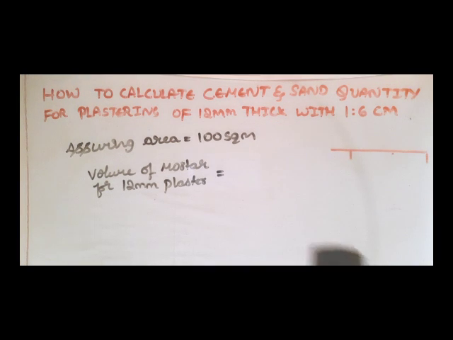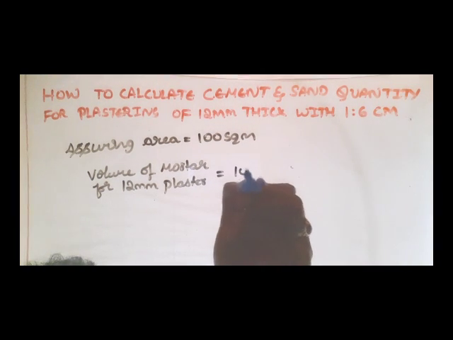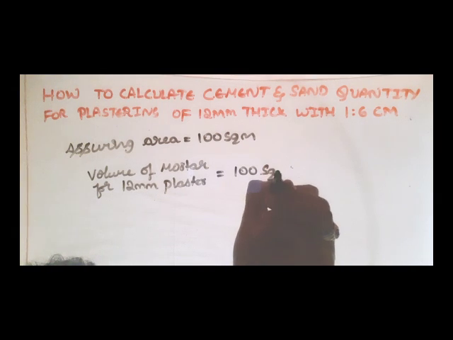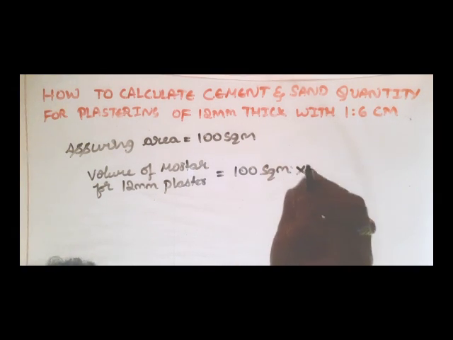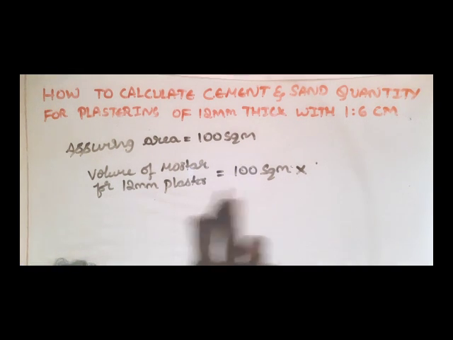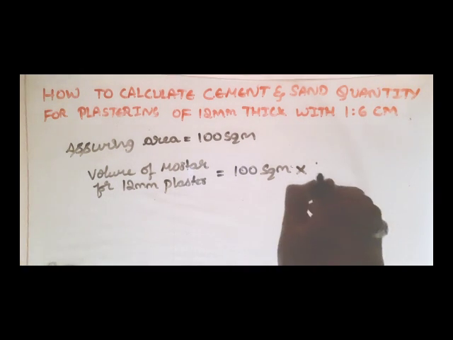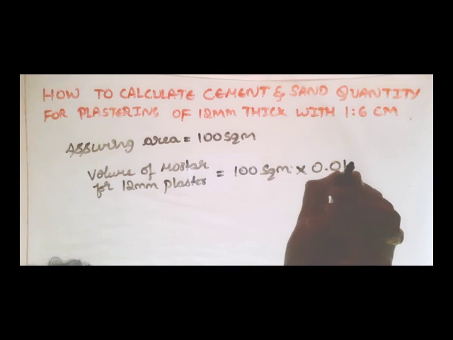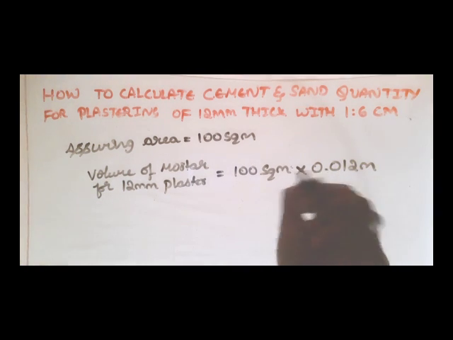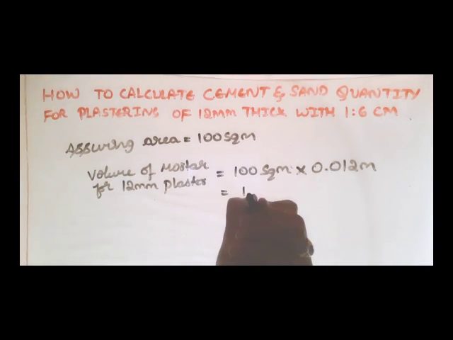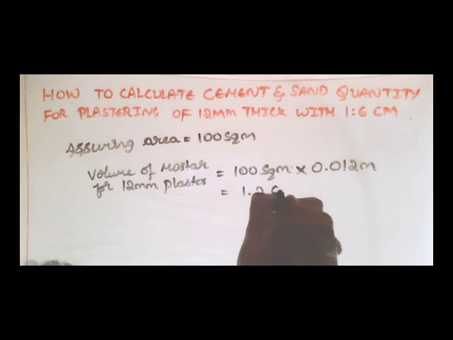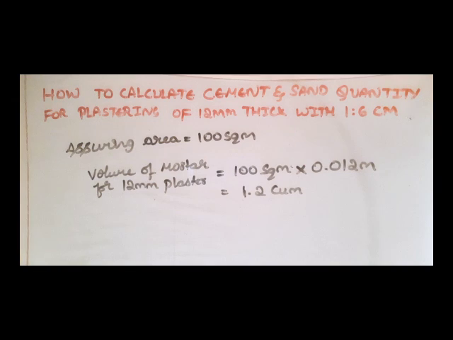So what volume do we require? For that I'm going to multiply the 100 square meter area by the thickness, which is given as 12 mm. We need to convert it into meter, that will become 0.012 meter. If I multiply these two, I get a volume of 1.2 cubic meter. So 1.2 cubic meter is our volume of mortar for 12 mm cement plaster.